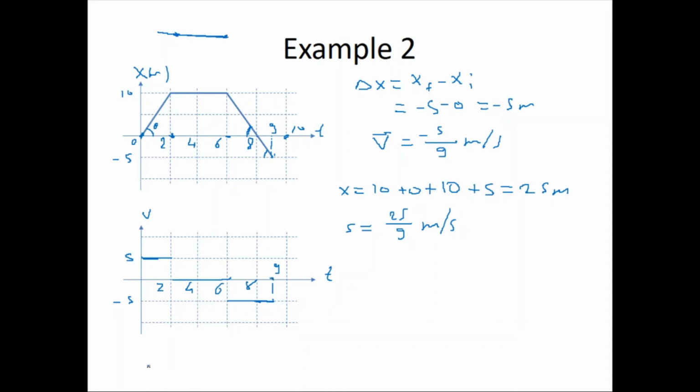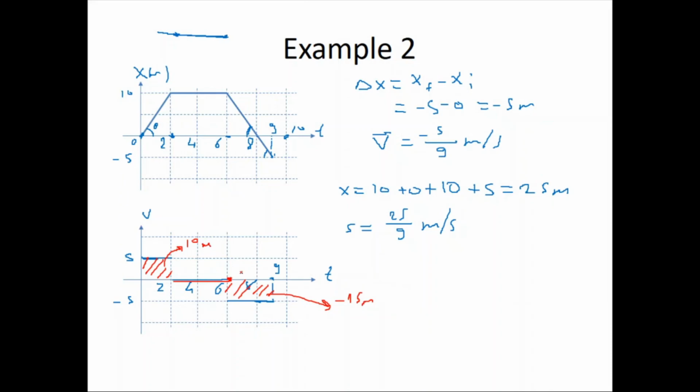So remember, I told you that the area under the v-t graph gives us the displacement. So here is the area under the graph. This area is 10, and here we don't have any area, it is 0. And now let's look at this area. It is negative 5 times, from 6 to 9, it is 3 seconds. So this area makes 3 times negative 5, negative 15 meters, and this was 10.